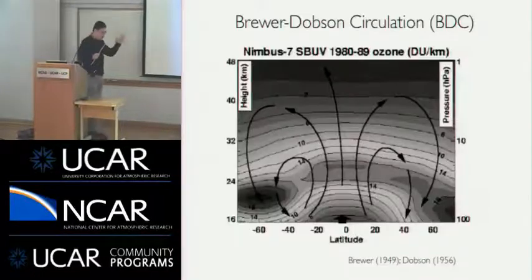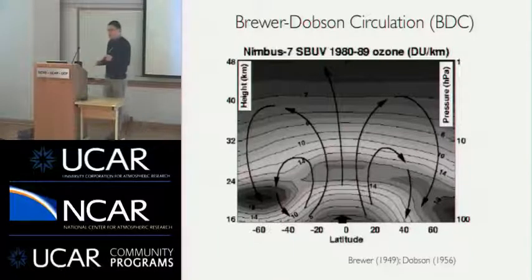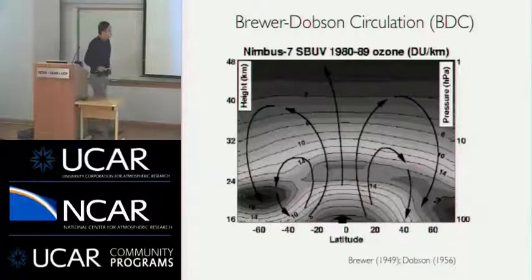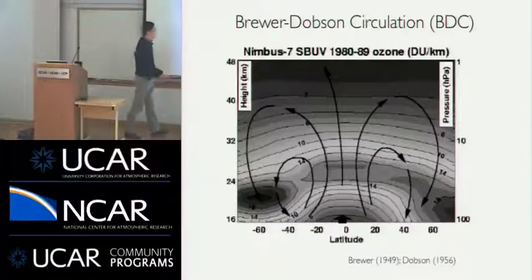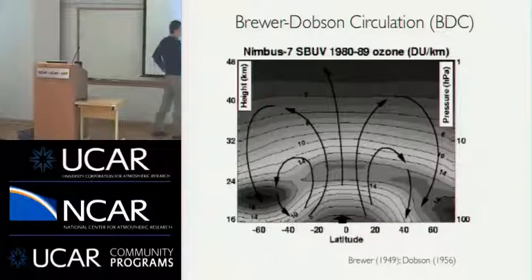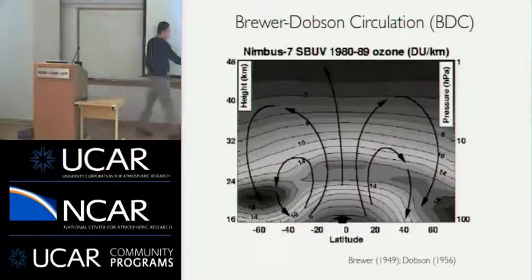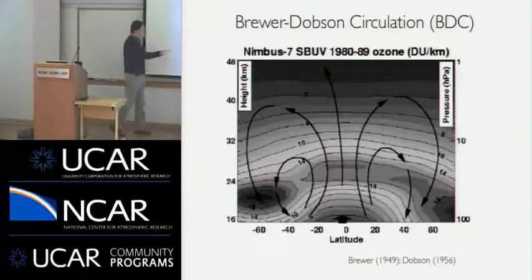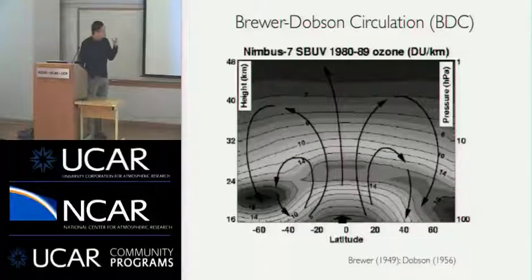So my talk today is on the strengthening of the Brewer-Dobson circulation since 1980, seen from satellite. The Brewer-Dobson circulation is a Lagrangian mean mass circulation in the stratosphere, which consists of a meridional cell in each hemisphere, with air moving up across the tropical tropopause, moving poleward and sinking in the extratropics. Brewer and Dobson were the first to describe this circulation in order to interpret the observed ozone and water vapor distribution in the lower stratosphere.